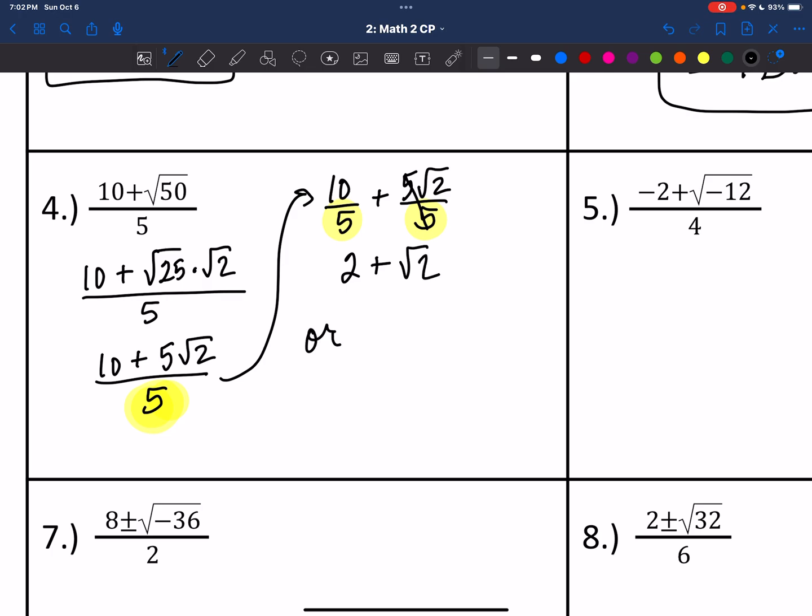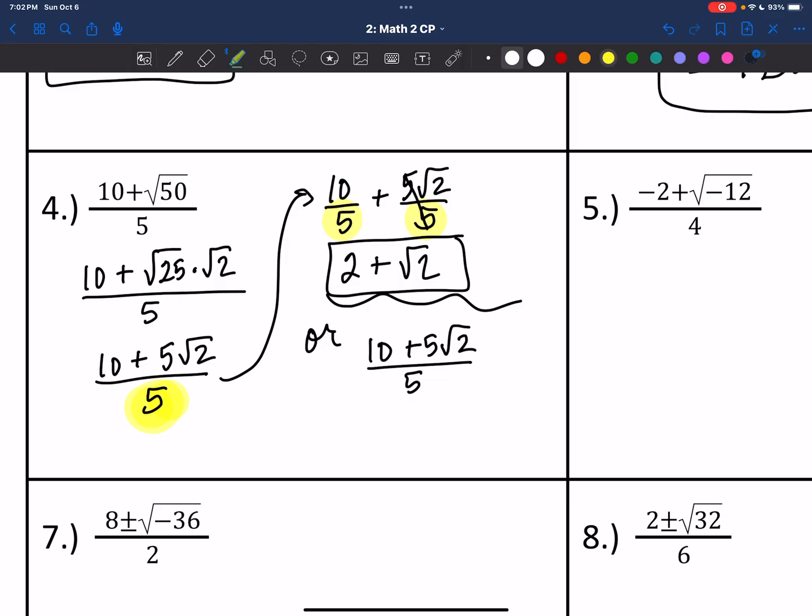Or you could just do 10 plus 5 root 2 over 5, and just know that these two simplify to 2, and then these, and I'll do blue, these two simplify to root 2, and then this plus sign in the middle. So either way works, just make sure you're careful with that.